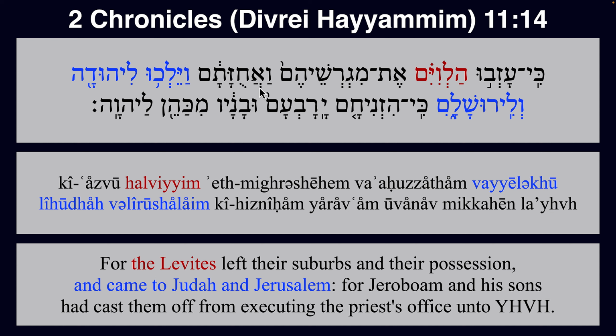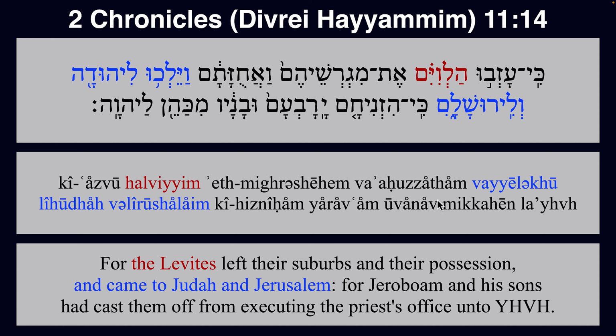Here in 2 Chronicles 11:14, we read about the Levites. Ki ozvu haleviim migreshehem. Right, they basically left their suburbs, ve ahudzatham, their possessions, vayelchu lihuda, and they came to Judah, ve'lirushalayim, and to Jerusalem. So the Levites came back to Judah and Jerusalem from the territory of Israel. They're leaving their suburbs and possessions. Why? Because Jeroboam cast them out from executing the priest's office to Hashem, to the Lord, YHWH.